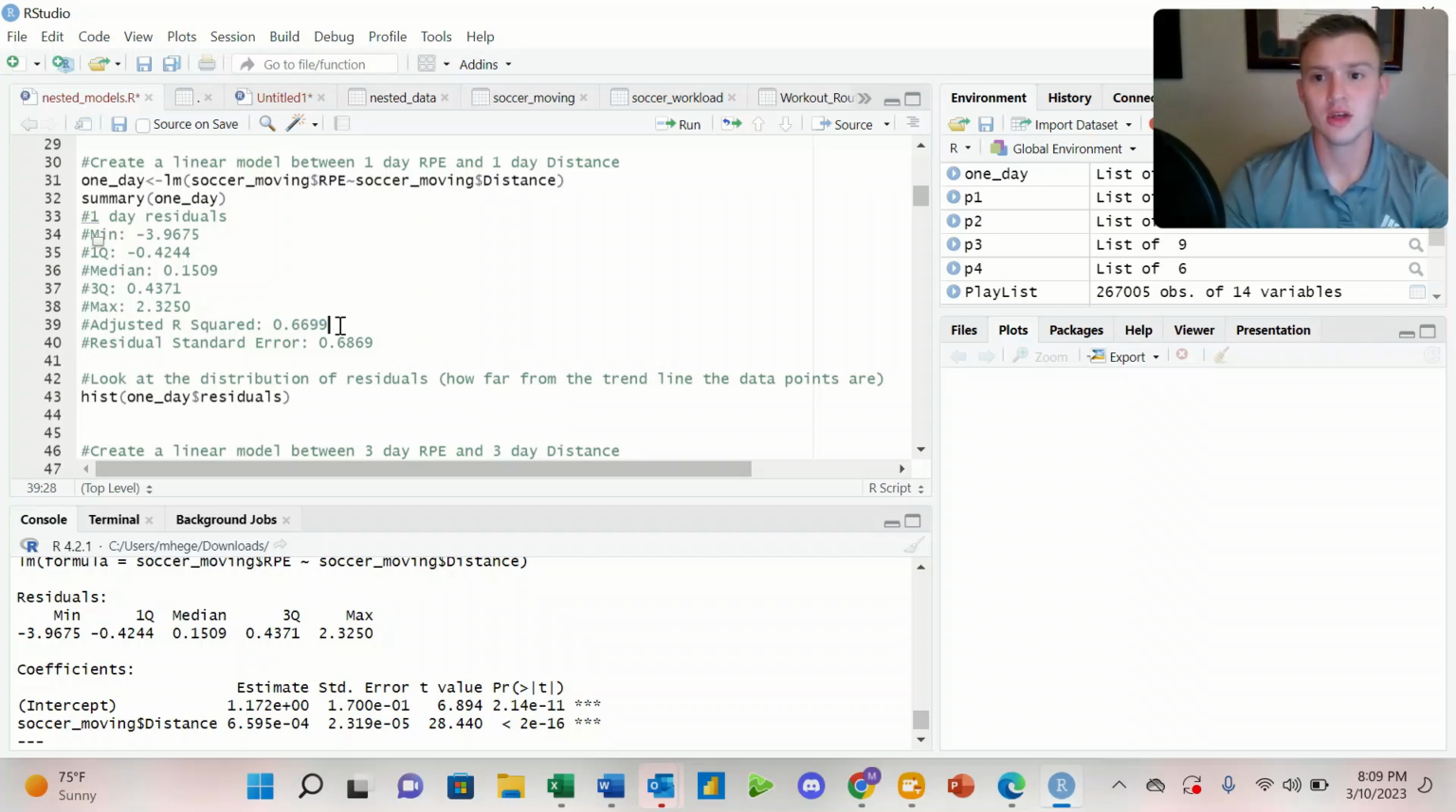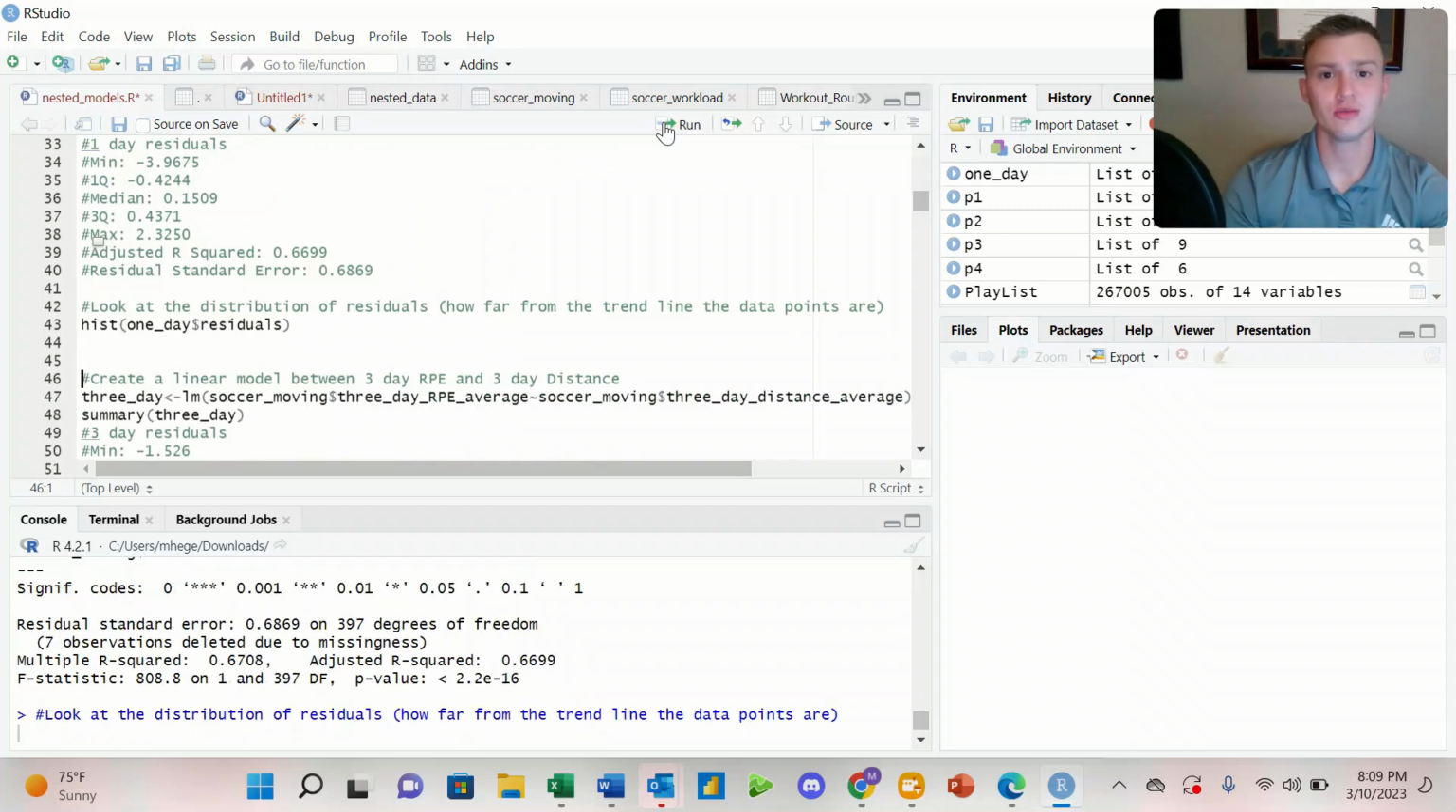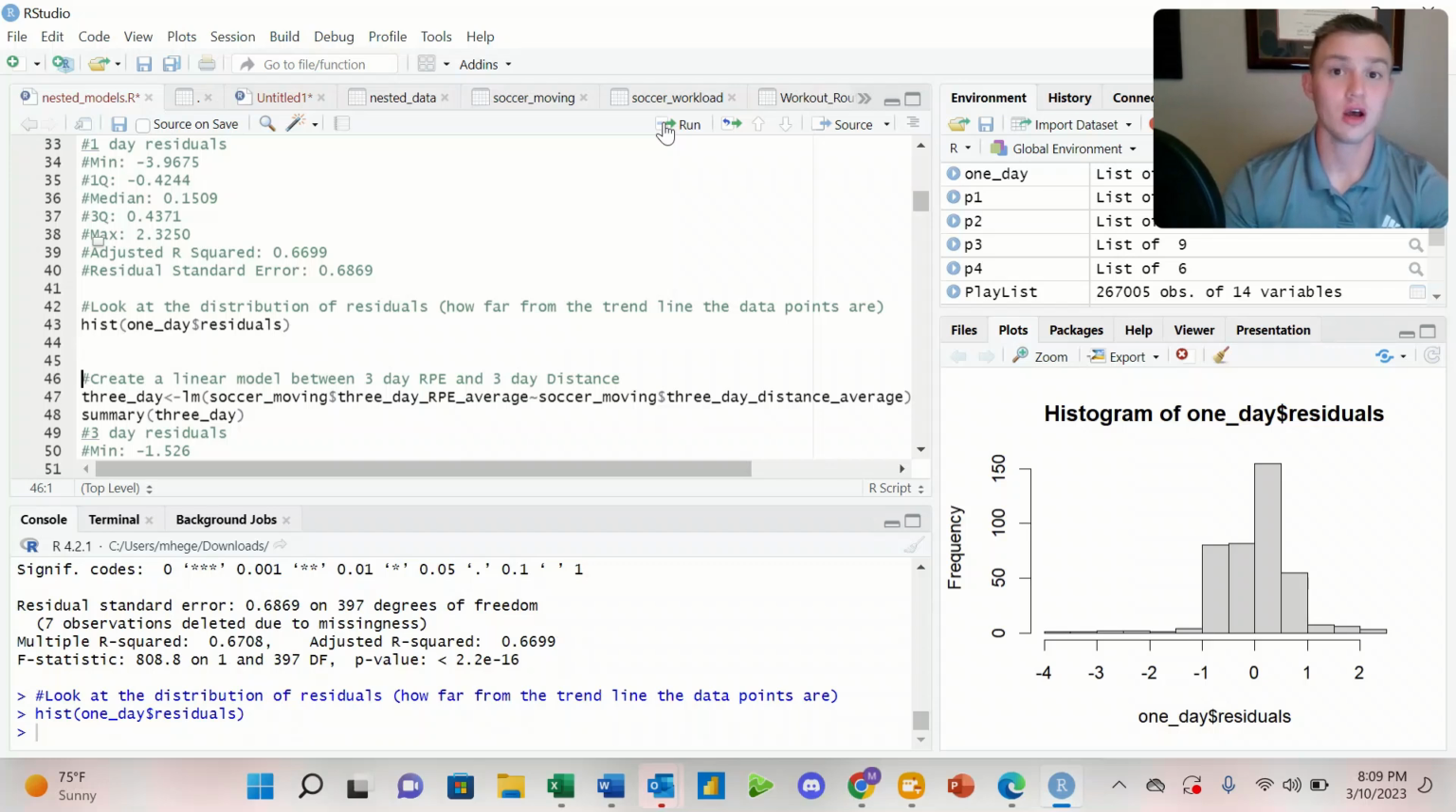So we see that there's a 0.67 correlation, so a fairly strong correlation between 1-day RPE and 1-day distance. And then we're also looking at the residual standard error of 0.6869, so how well the trend line fits the data. We can also look at a histogram of the residuals to show the distribution of our trend line. So when we look at it here, we see a slight leftward skew, and we have a range from -4 to +2.